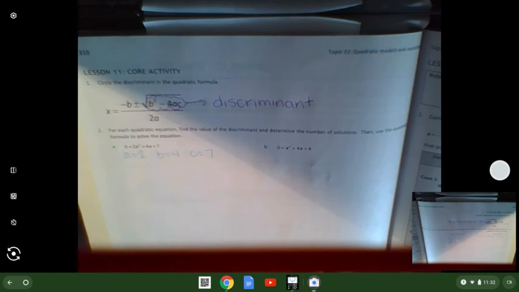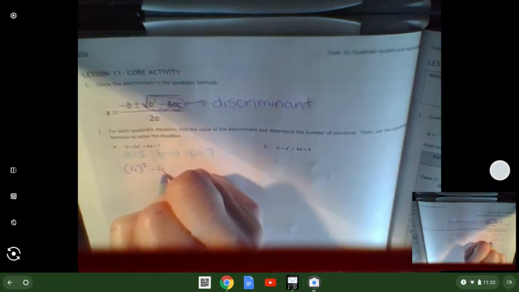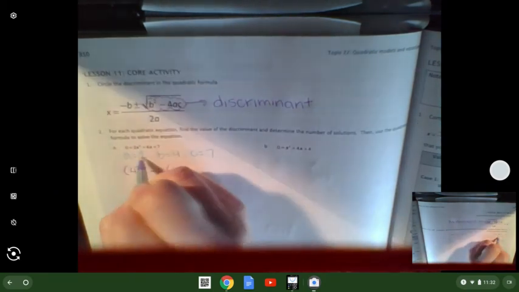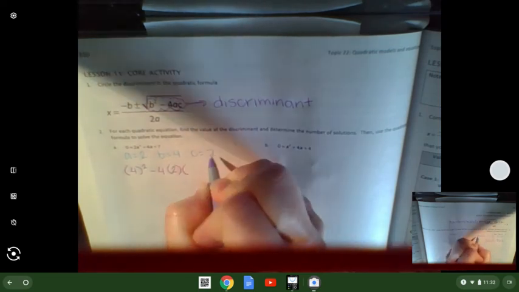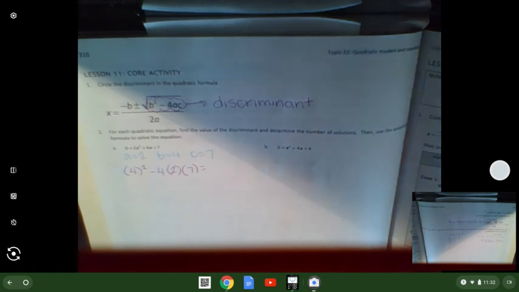So here we go. Our b is 4 squared minus 4, our a is 2, and our c is 7. And I'm going to go to my calculator, and I'm going to type that in exactly as I see on my paper, parentheses and all.